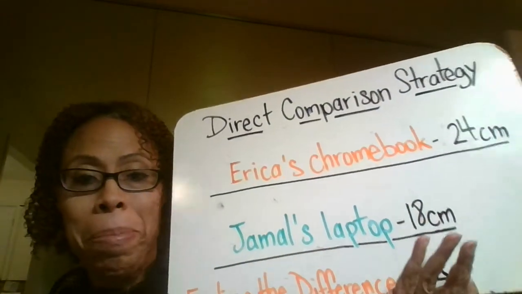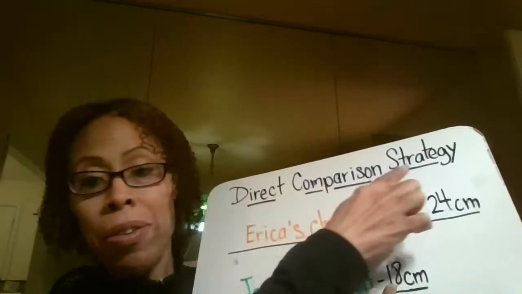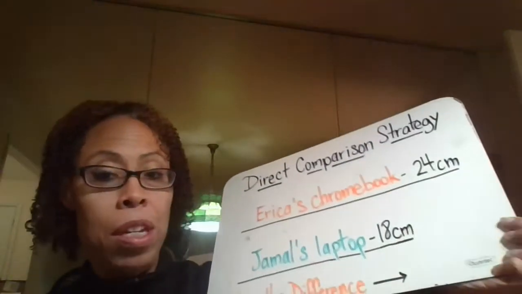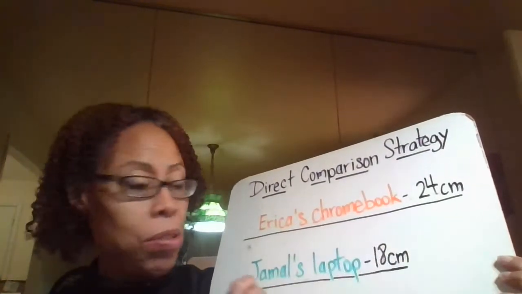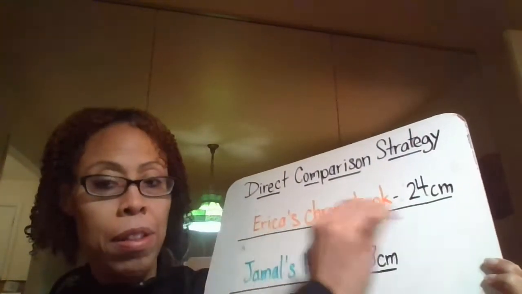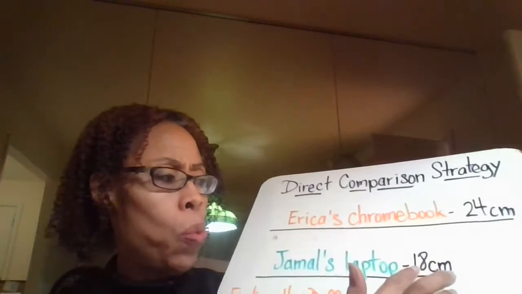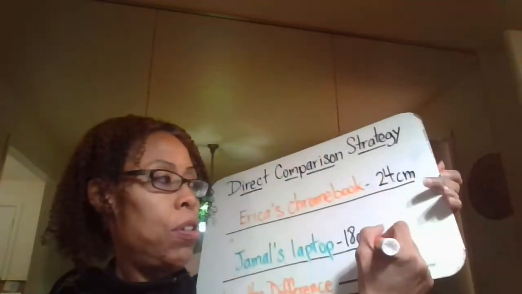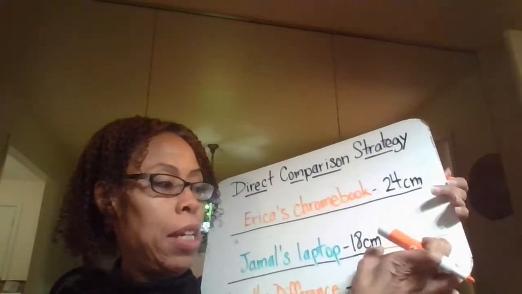Hello and welcome back. And now we're going to focus on using the direct comparison strategy to solve a subtraction problem. So we have Erica's Chromebook, which is 24 centimeters in length, and Jamal's laptop is 18 centimeters.